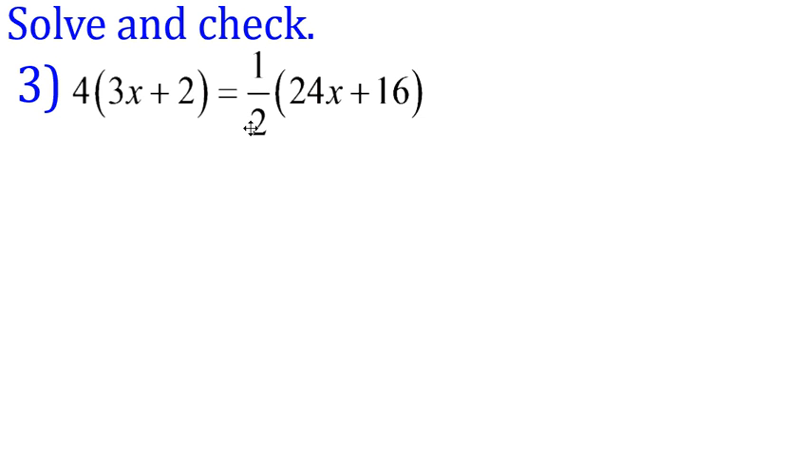Remember, a fraction is the same thing as division, right? So it's like you're taking this right-hand side of the equation and dividing it by 2. So to undo that, you can multiply by 2. And we're going to multiply each side of the equation by 2 to make that happen.